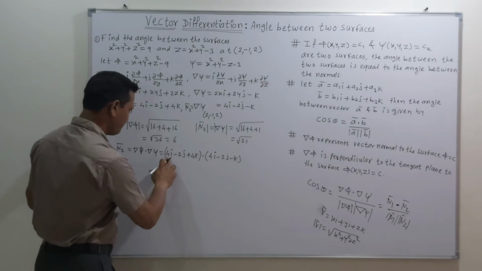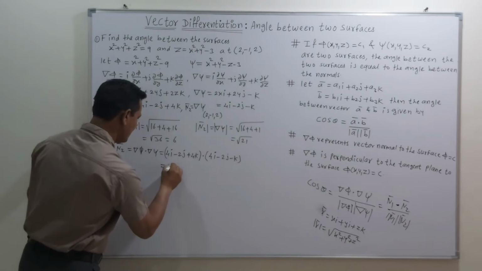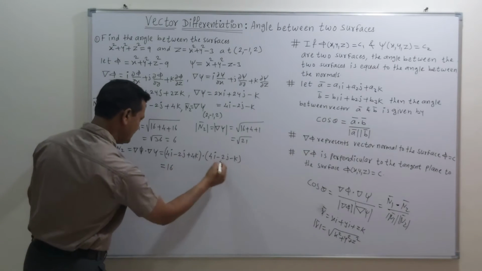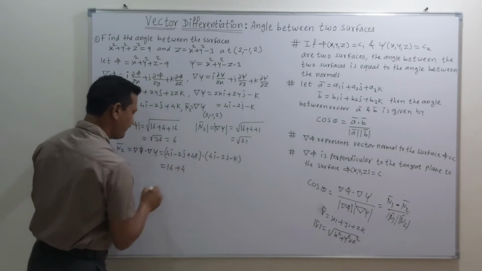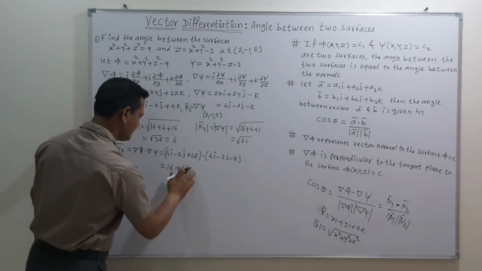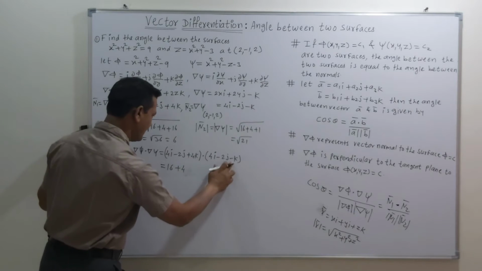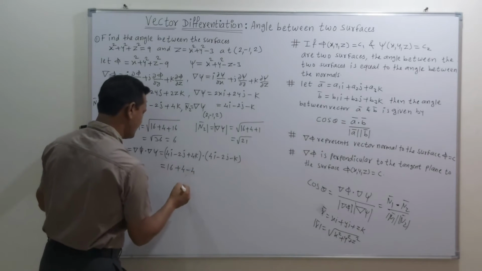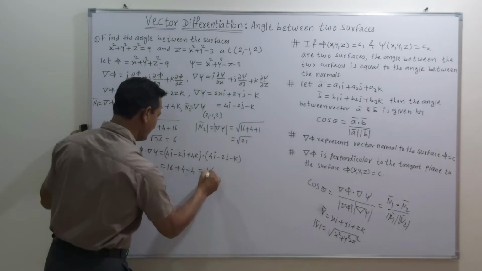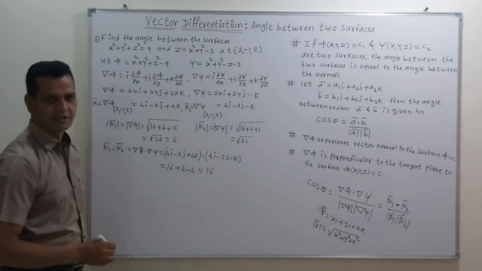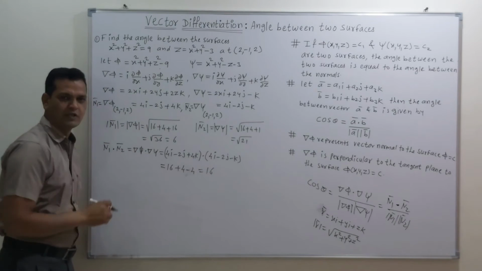So this dot product is 4 into 4, so we get 16, minus 4, then plus 4 into minus 1, we get minus 4. That means we get the value of the numerator as 16. That means the value of n1 dot n2 is equal to 16.